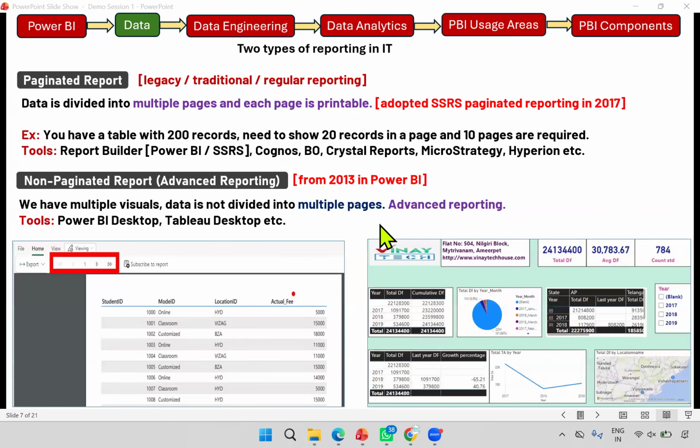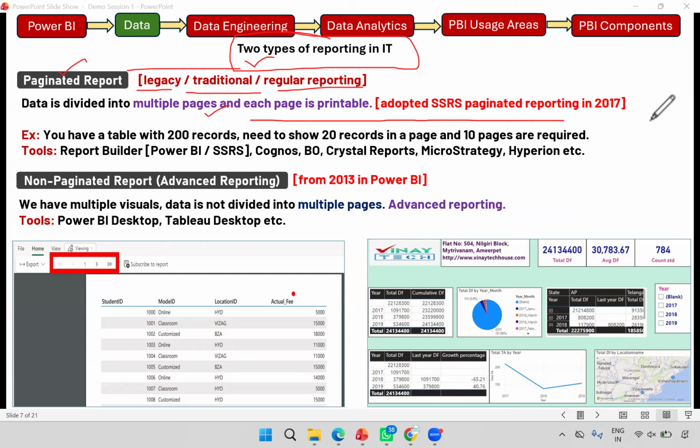All right. So coming to reporting, I'm explaining reporting. At IT level, there are two types of reporting. Very old reporting, page-related reporting, legacy, traditional, regular reporting. Here data is divided into multiple pages and each page is printable. Like this, sir, old report. So here we have 10 rows or 10 records, you can say. When you click on this, next 10 rows. When you click on it, next 10 rows. This is called page-related reporting, old reporting.